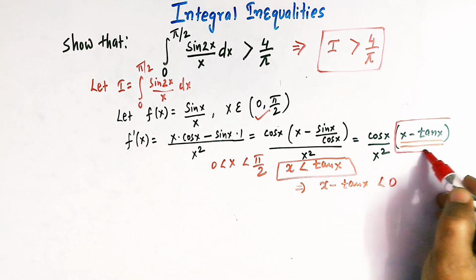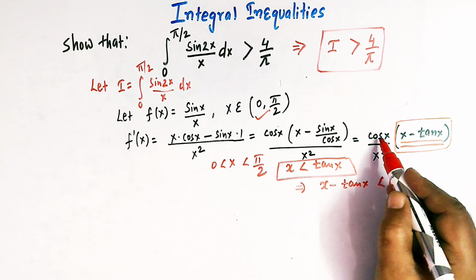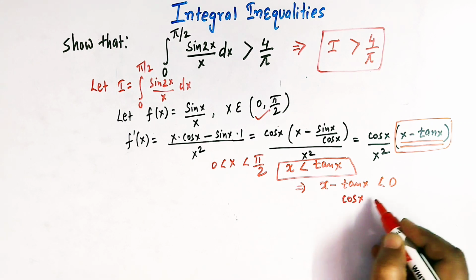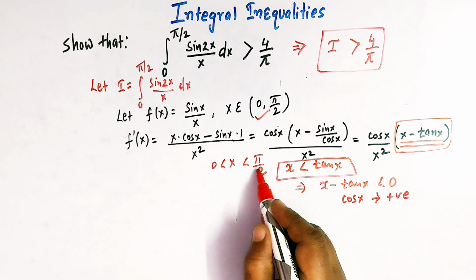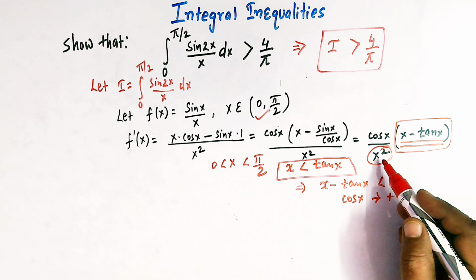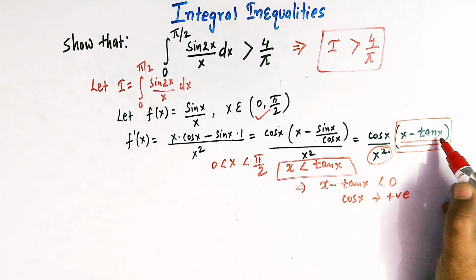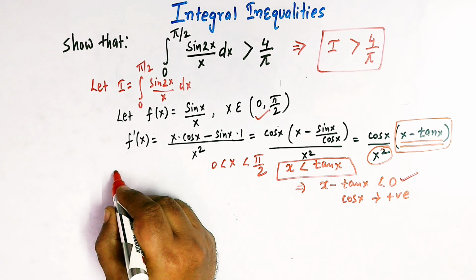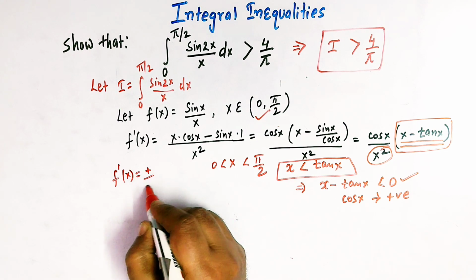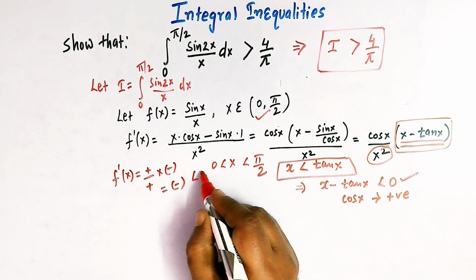So x minus tan x is negative or less than 0, and we can easily see that in the interval 0 to pi by 2, this cos x is always positive because we are in the first quadrant, and x square is obviously a positive quantity being a square, right? So cos x is positive, x square is positive, and x minus tan x is negative. So we can conclude that f prime of x is positive over positive times negative. So this is negative, right? It means it is less than 0.